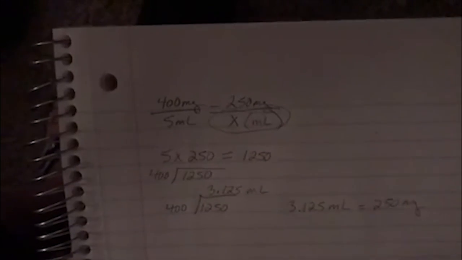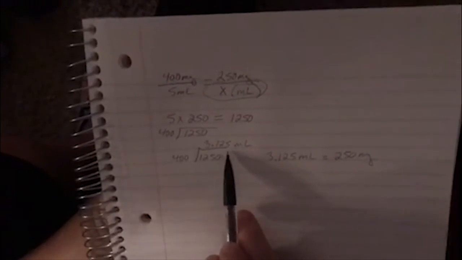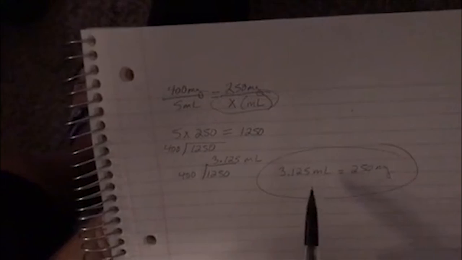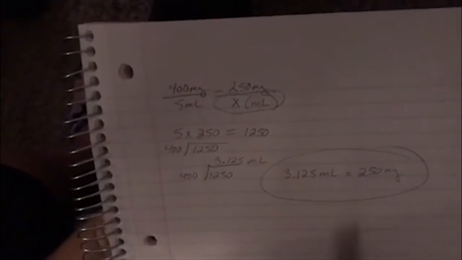So what you're going to do is cross multiply here: the 5 times the 250 gives you 1250, and then you'll divide it by your 400 and you'll come up with 3.125 mLs. So therefore you can use what you have on hand to be able to get the concentration or the dosage that the doctor wants for the child or the patient. Okay, well, thank you very much.